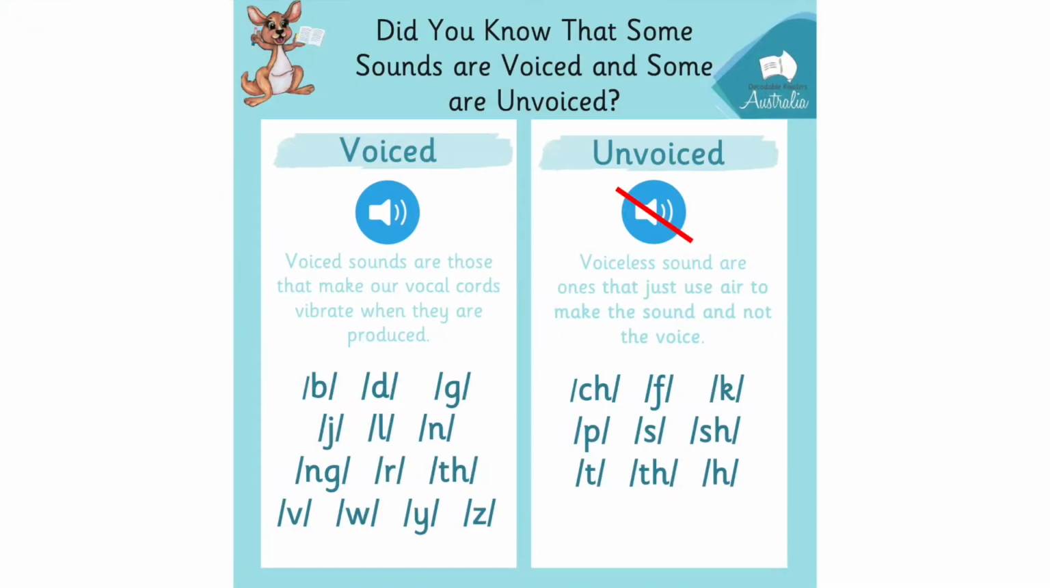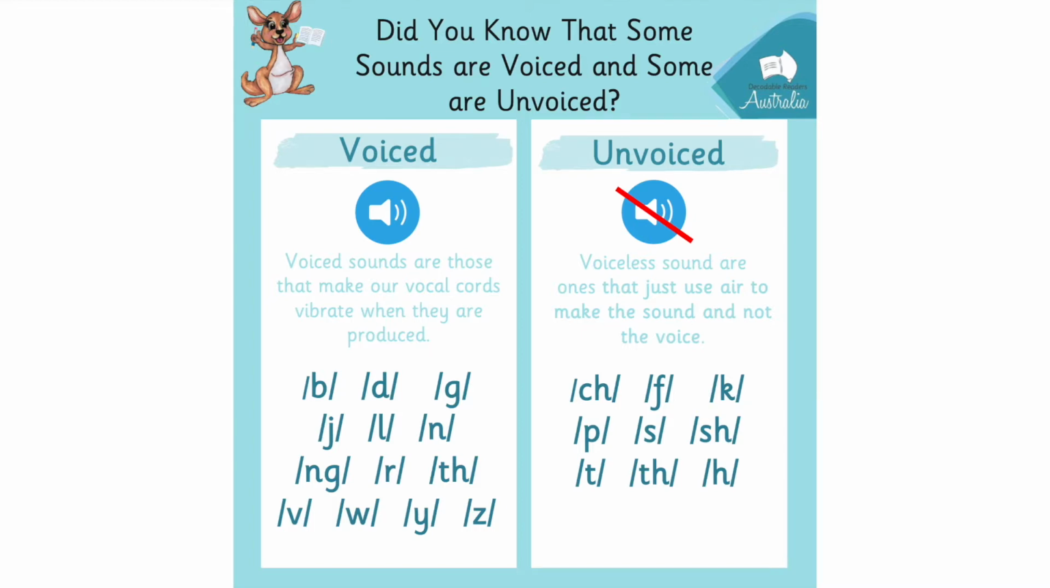And let's have a look at some of those voiced and unvoiced sounds. Our speech sounds can be divided into two types, voiced and unvoiced. Now those voiced consonants require the use of the vocal cords to produce their signature sound. On the other side are our unvoiced sounds. This is where the voice is not used to produce the sound.